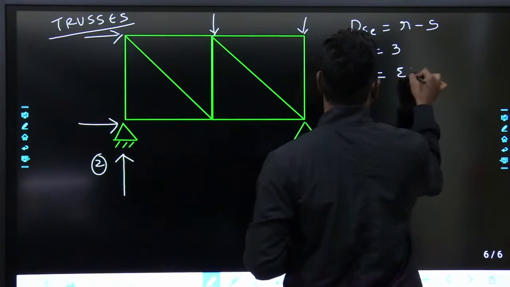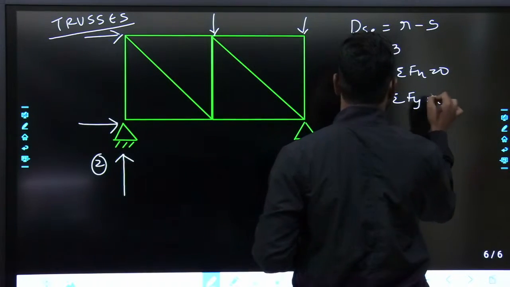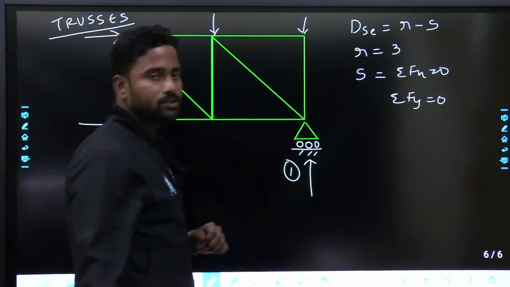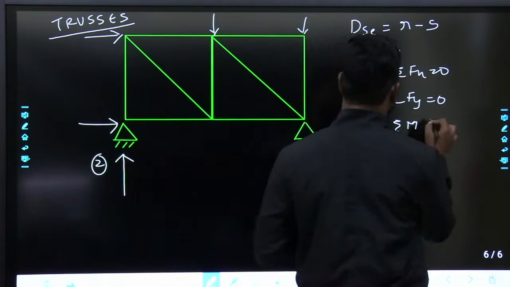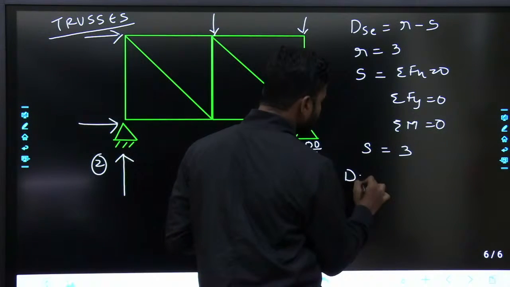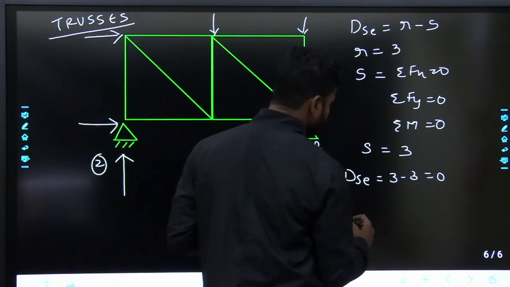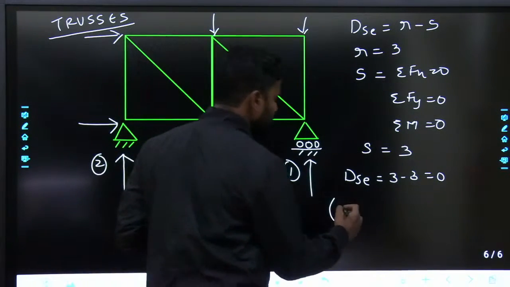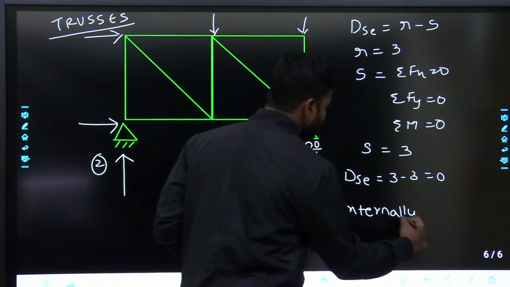Like sigma Fx equals 0, sigma Fy equals 0, the summation of forces in the x direction equals 0, the summation of forces in the y direction equals 0, and moment about any of the supports equals 0. So S equals 3, and DSE is equal to 3 minus 3, that is equal to 0. So if DSE is equal to 0, I will say the truss is externally determinate.